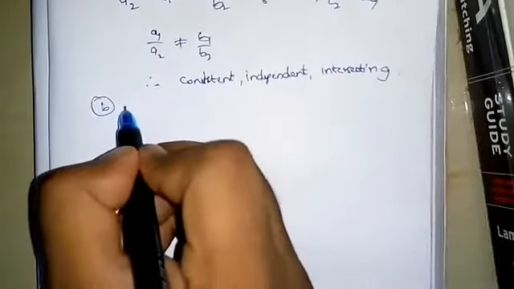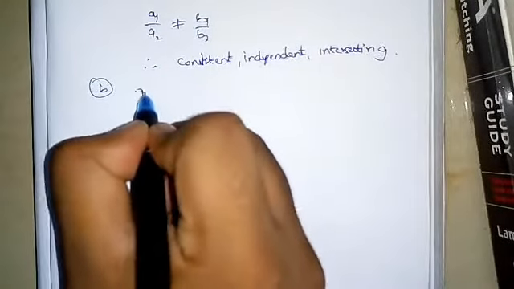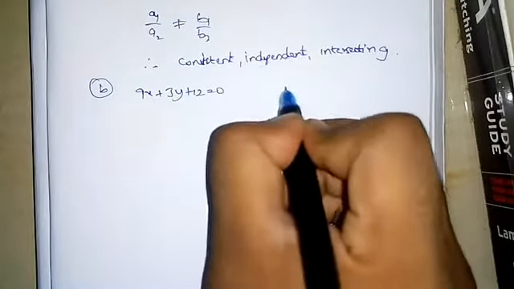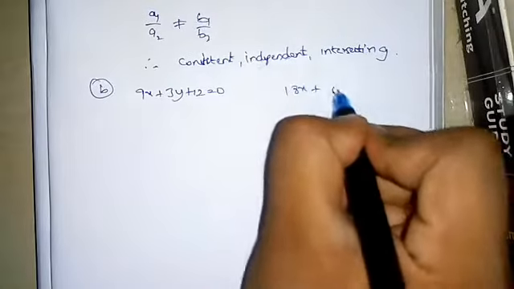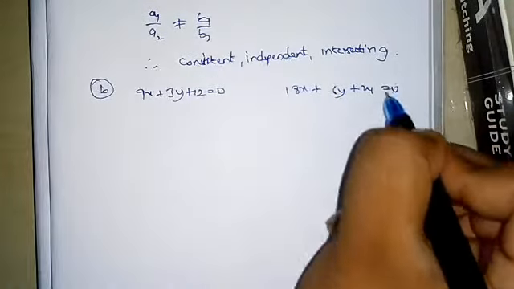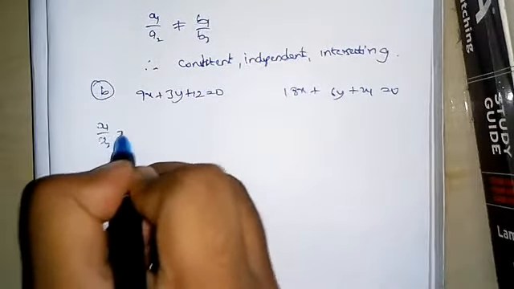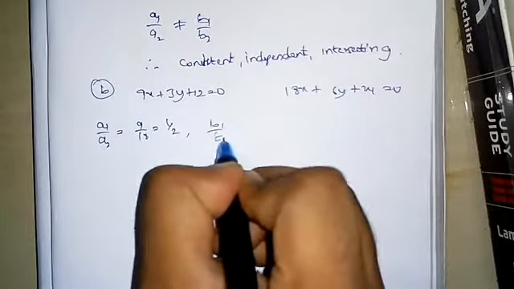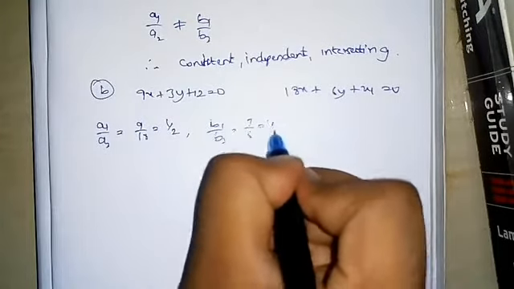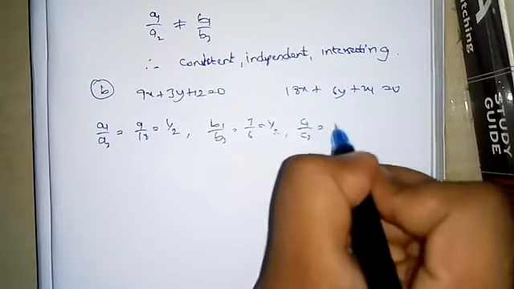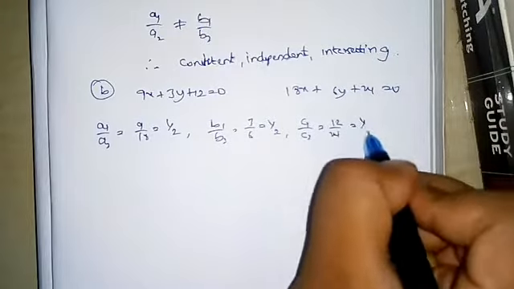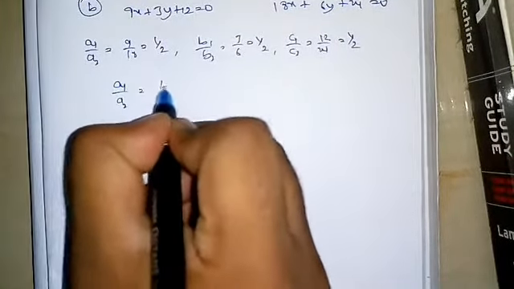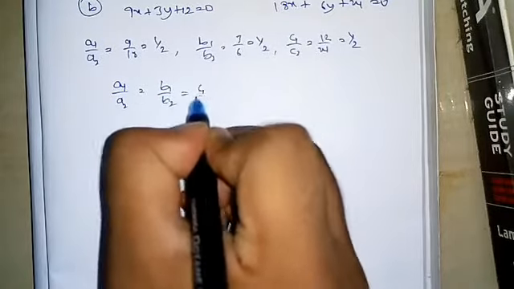Next, part B: 9x plus 3y plus 12 is equal to 0, 18x plus 6y plus 24 is equal to 0. Now a1 by a2 is equal to 9 by 18 is equal to 1 by 2. b1 by b2 is equal to 3 by 6 is equal to 1 by 2. c1 by c2 is equal to 12 by 24 is equal to 1 by 2. Therefore, if you observe, a1 by a2 is equal to b1 by b2 is equal to c1 by c2.